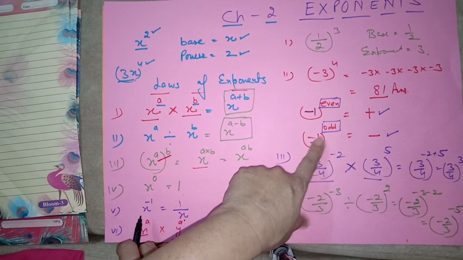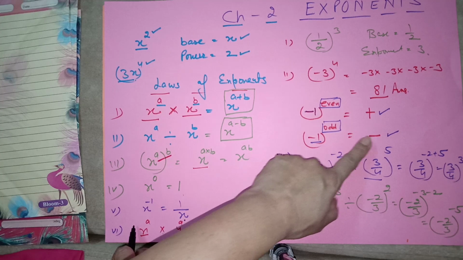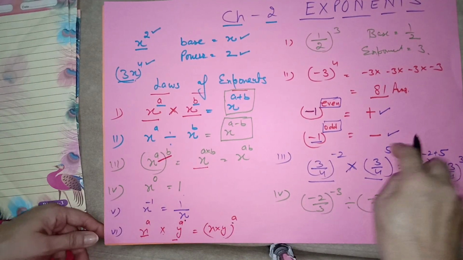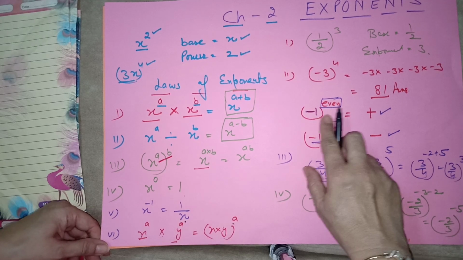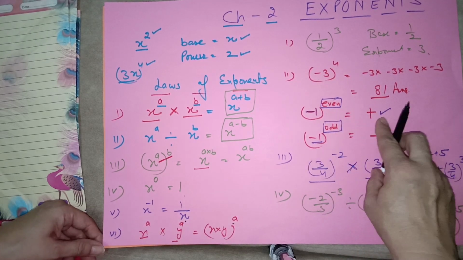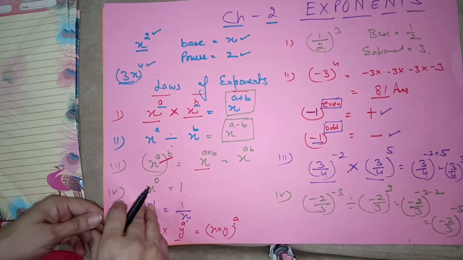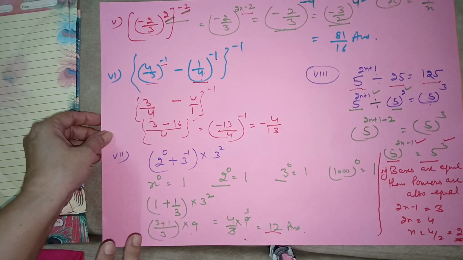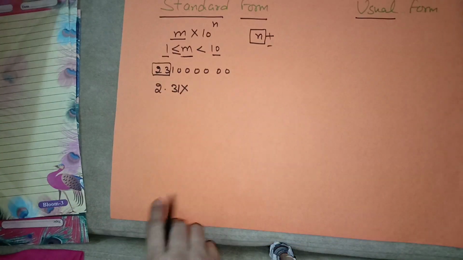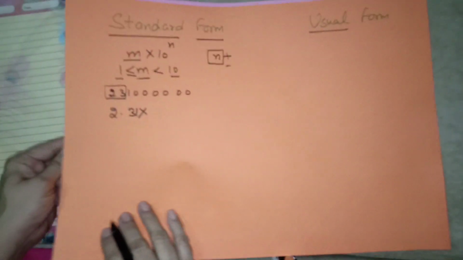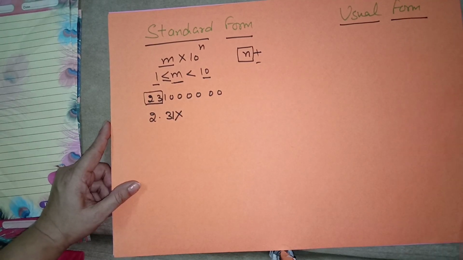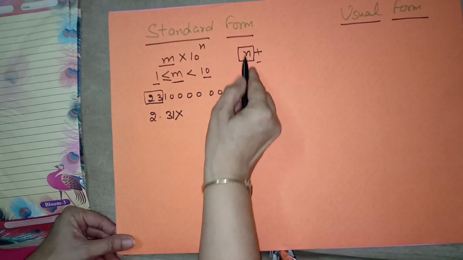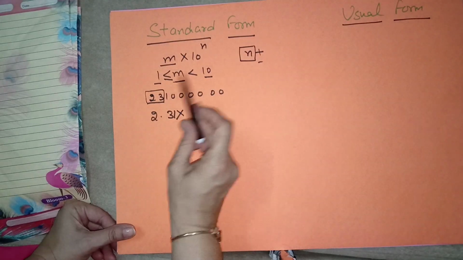-1 raised to any odd power, the answer will be negative. If the power of -1 is even, then the answer will be positive. We had done some more questions related to the laws of exponents. And today I am going to start how to write large numbers in the standard form and the usual form.